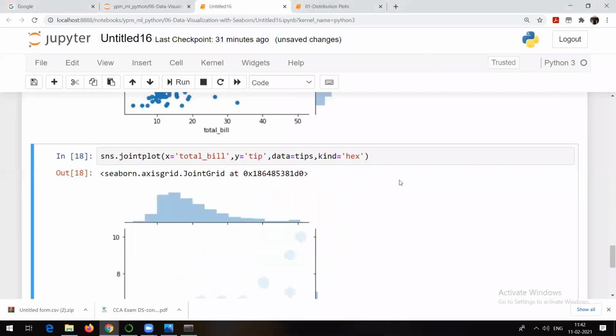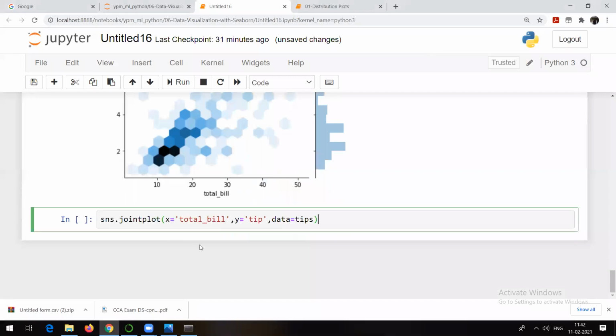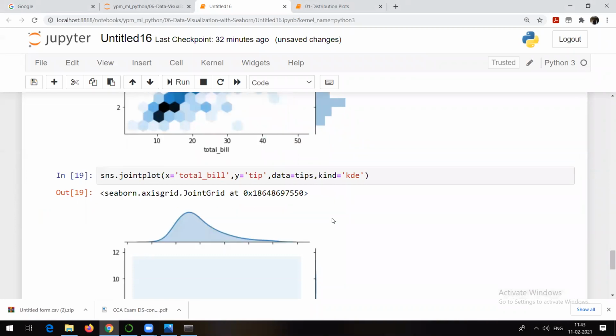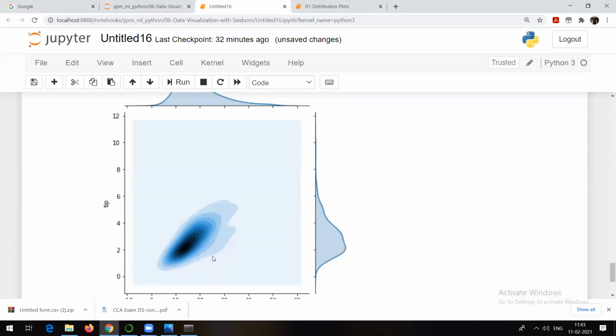You can check kind equal to hex. Or otherwise, we have other options also. Instead of kind equal to hex or scatter, we can make use of, I think there is KDE here, right? KDE. If I run it, I will be able to see this KDE plot.